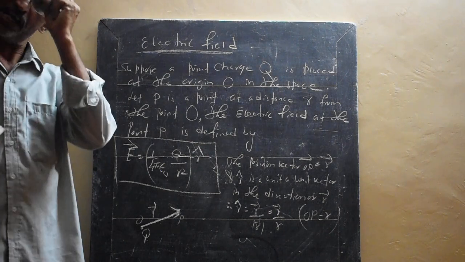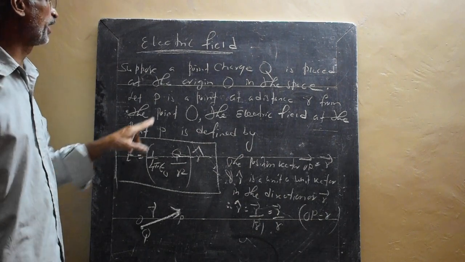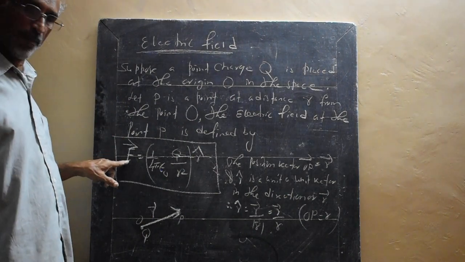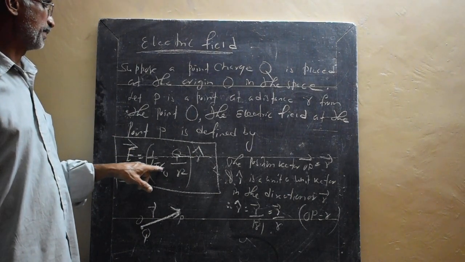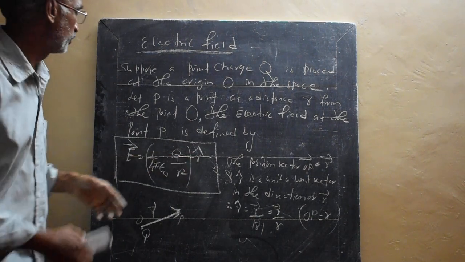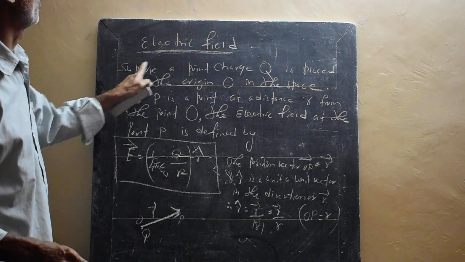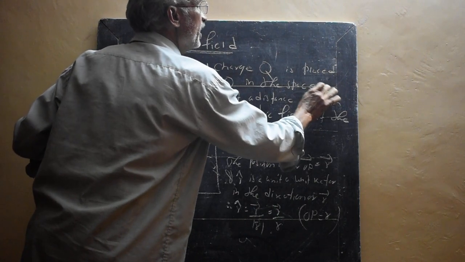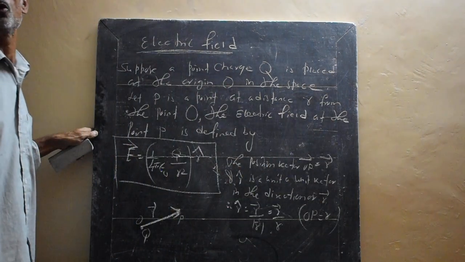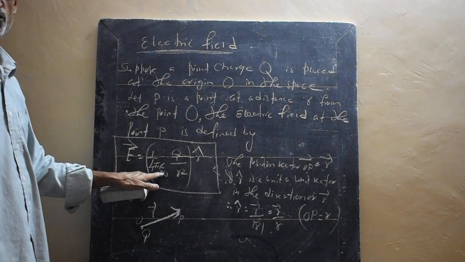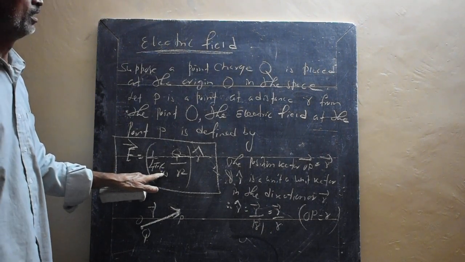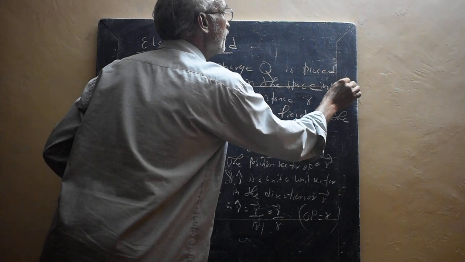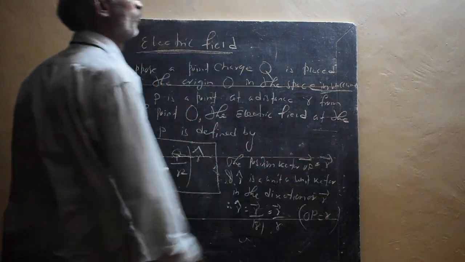Therefore, the electric field at a point P at a distance r from the charge is given by E bar is equal to 1 upon 4 pi epsilon, Q upon r square, into r cap. Suppose a point charge Q is placed at the origin O in the space. Whenever epsilon is taken, epsilon is the absolute permittivity of free space, vacuum. Therefore the charge is placed in the space in vacuum. This formula is given for a point in vacuum.